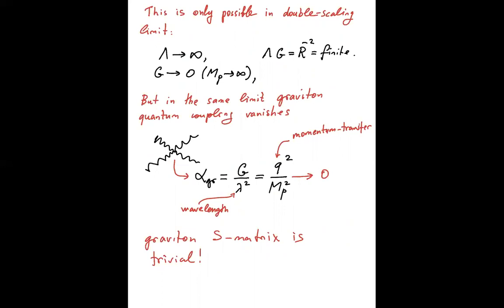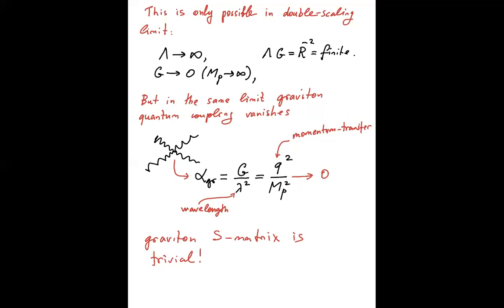Now, for this, you need to take the gravitational constant to 0, which means the Planck scale to infinity. So you decouple gravity, but simultaneously want to keep geometry fixed. And simultaneously, you have to take the cosmological constant to infinity. So there is a double scaling limit in which you keep the Hubble radius finite. In this limit, indeed, de Sitter becomes a rigid vacuum.